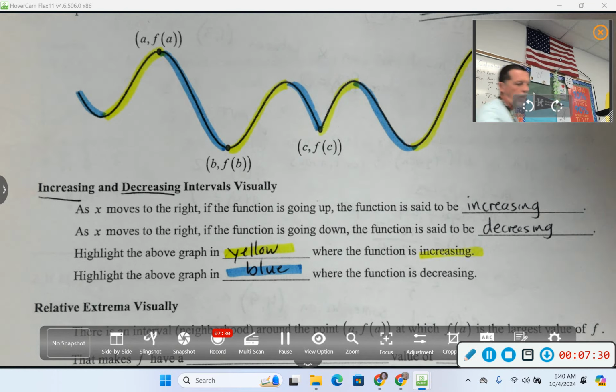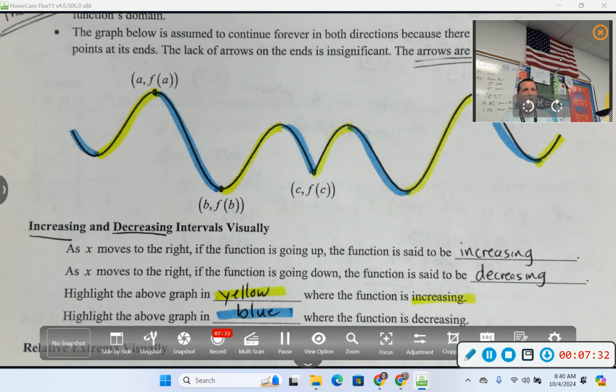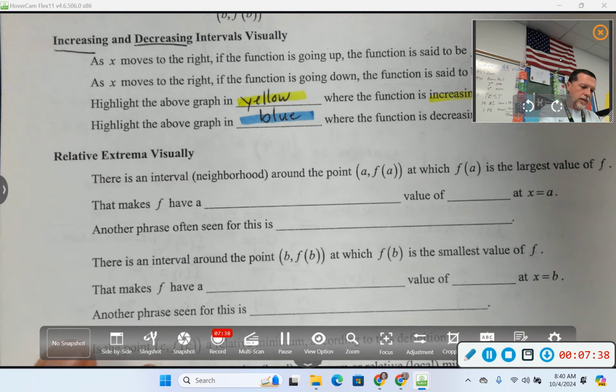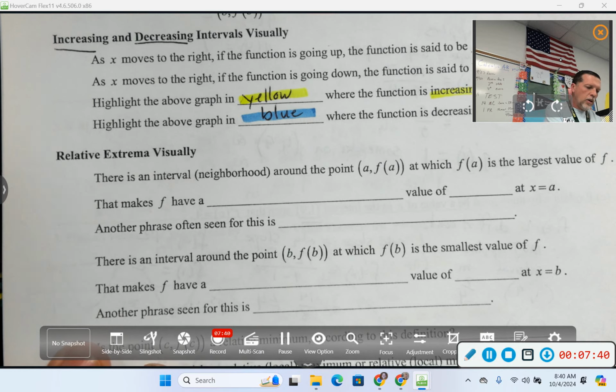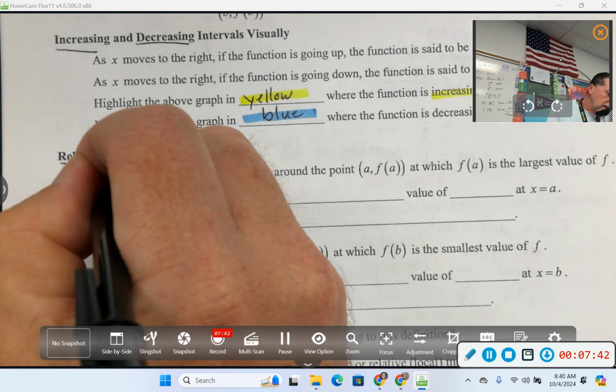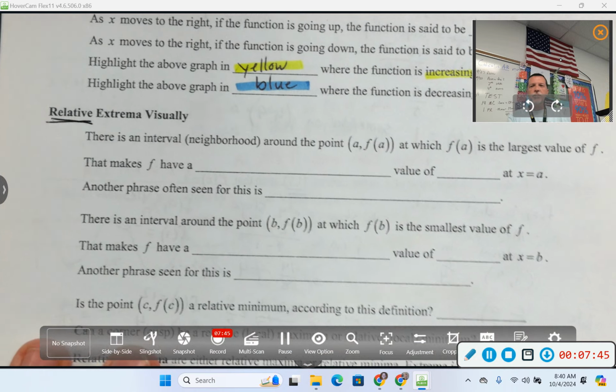Okay. Increasing, decreasing. Pretty simple, right? You're left to right, going up, left to right, going down. Just make sure you're reading left to right. Okay, relative extrema. Relative extrema, sounds fancy.